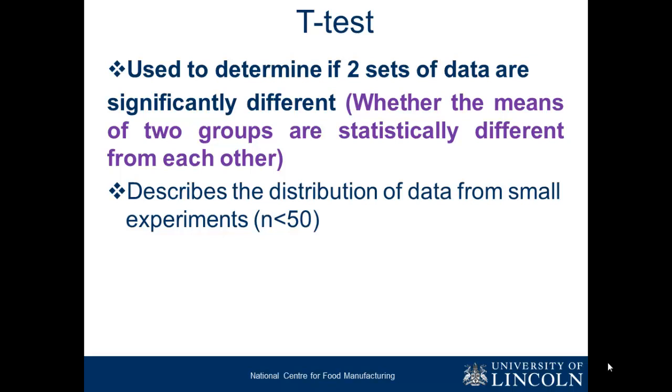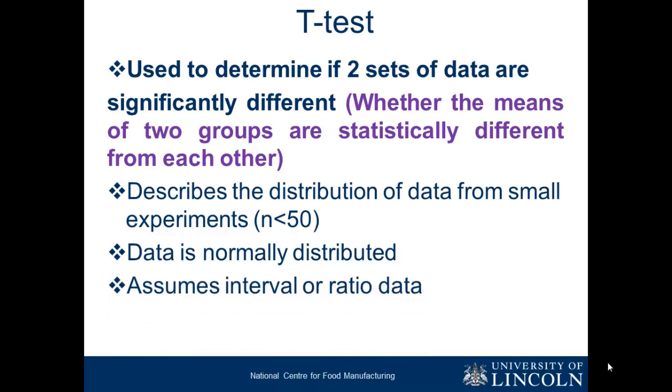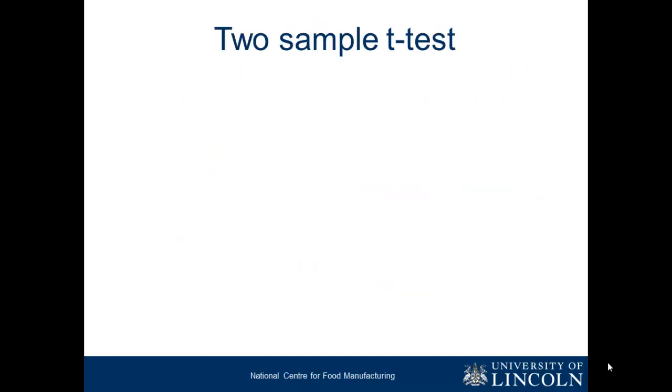In this module, we're going to be focusing on a small experiment where we have n less than 50. And one of the conditions for you to apply t-test is that the data must be normally distributed, and the data is going to be interval or ratio data.